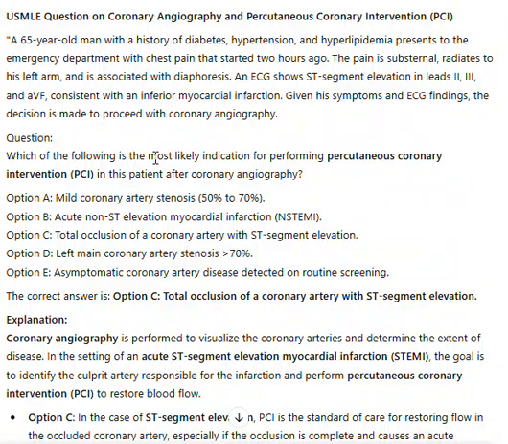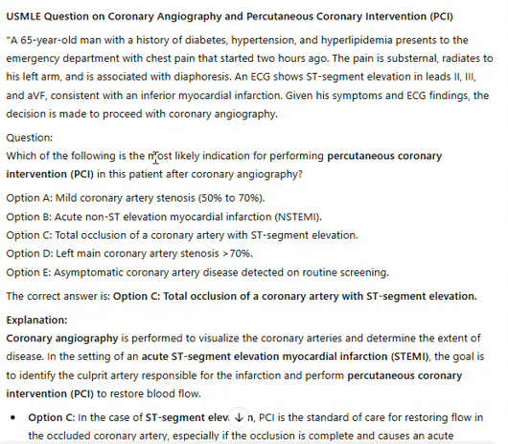Question: which of the following is the most likely indication for performing percutaneous coronary intervention, PCI, in this patient after coronary angiography? Option A: mild coronary artery stenosis, 50 to 70%. Option B: acute non-ST elevation myocardial infarction, NSTEMI. Option C: total occlusion of a coronary artery with ST segment elevation. Option D: left main coronary artery stenosis, 70%. Option E: asymptomatic coronary artery disease detected on routine screening.